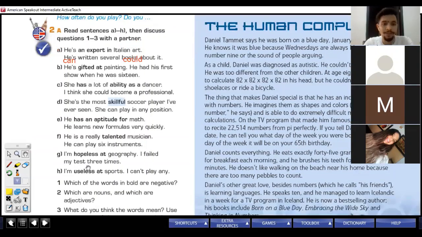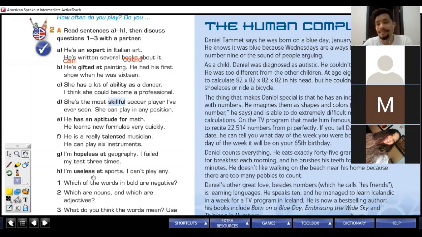How about G? I am hopeless at geography. Disability. In the present or in the past? The present. Can I use it in the past? Yes, again, right? And what is the meaning of being hopeless at? Sin esperanza. Como sin esperanza, inútil, all right? En algo. Good. And how about H?